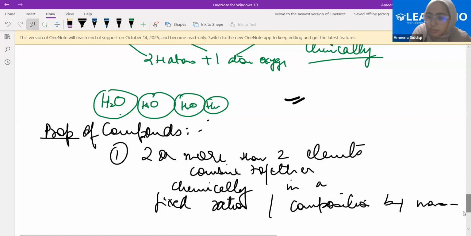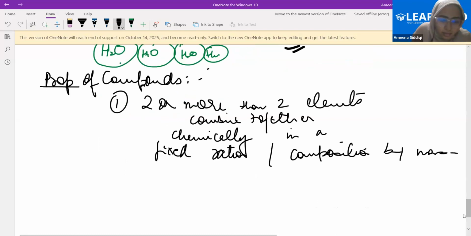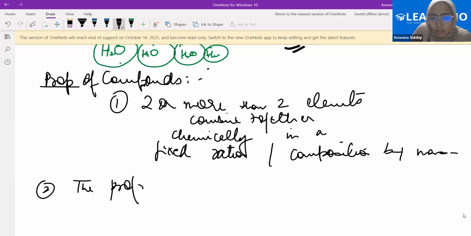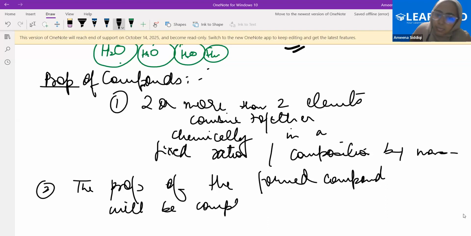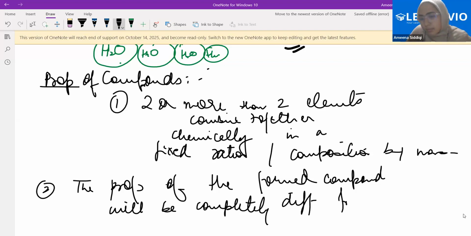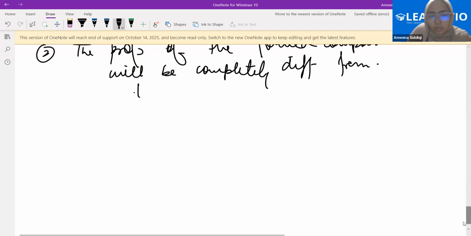Second, what is the second point? The properties of the formed compound will be completely different from that of constituting elements.